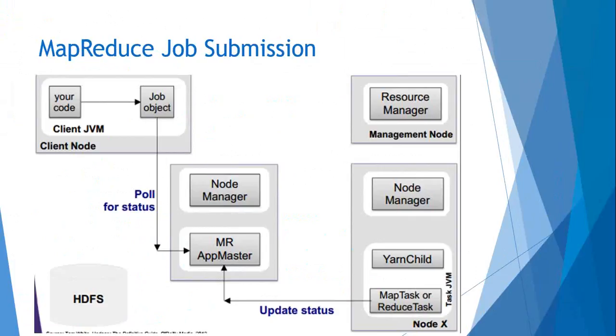MapReduce job submission. Yes. So similar to the previous architecture, here the updated status happens the same way as I was telling you. It keeps on polling and keeps on sending the updated status, so that the application master knows which of my containers are running fine and which are not running. If they are not running, I should spawn new ones and things like that.